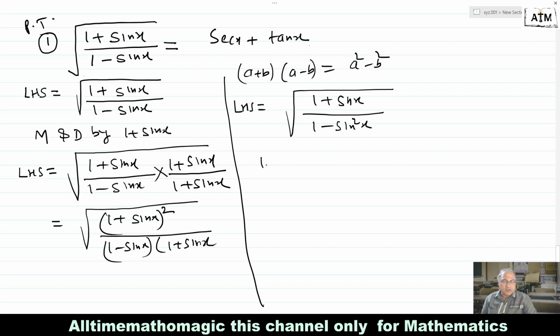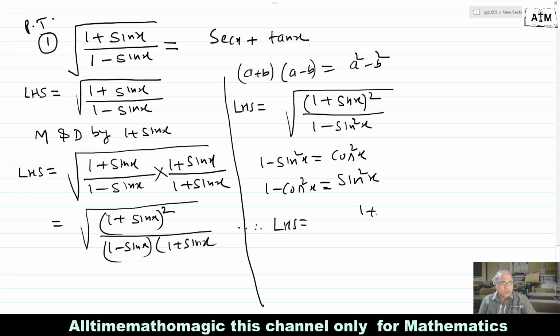Now in trigonometry there are two formulae: 1 minus sin square x equals cos square x, and 1 minus cos square x equals sin square x. You have to remember these formulae, they are very important. Therefore, the square was missed here. Okay, now we got LHS equals under root of (1 plus sin x) whole square upon cos square x, and everything is in the root.